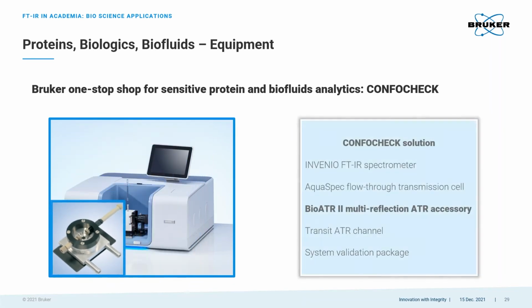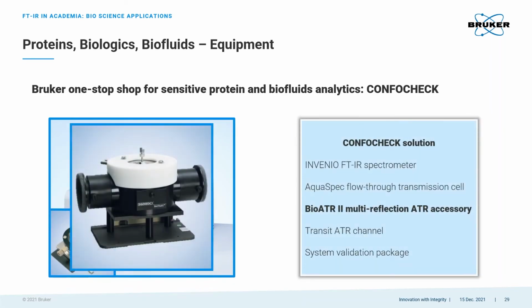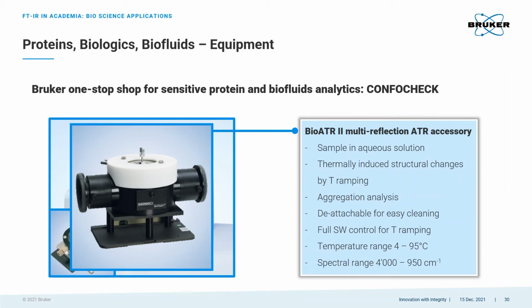The next accessory is the BioATR2 cell. BioATR2 is made for the investigation of thermally induced structural changes as well as aggregation and precipitation analysis. As for AquaSpec, BioATR2 cell is measuring protein samples in water. Compared to AquaSpec, BioATR2 is measuring the sample via attenuated total reflection and not transmission.